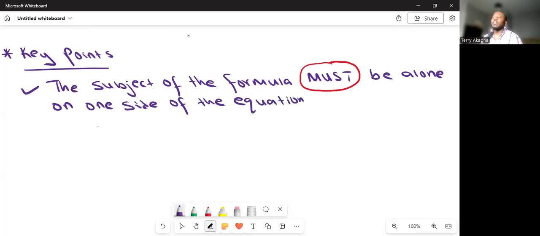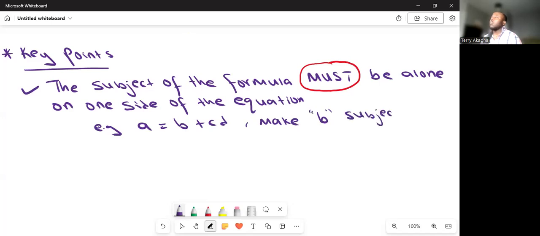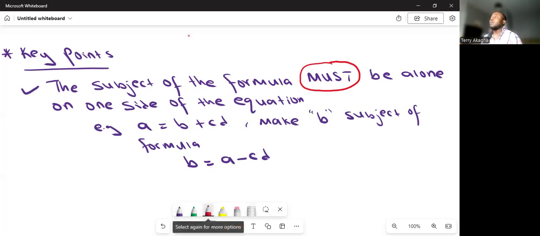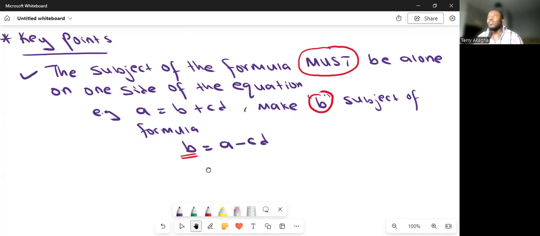Okay, so if for instance we have, let's say, A is equal to B plus CD, all right, and you were told to make B the subject of formula, so that means B must be alone on one side of the equation. All right, so I'm going to show you how to make subject of the formula, but what I'm just trying to say is, because we want to make B the subject, you can see that B is alone on one side of the equation.